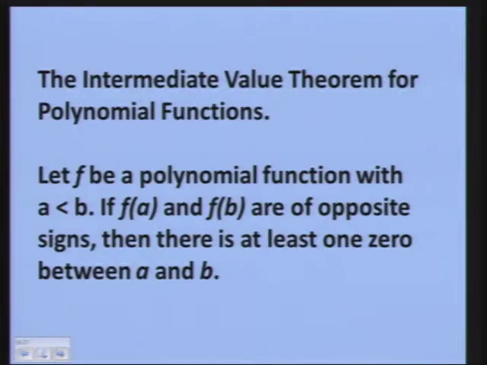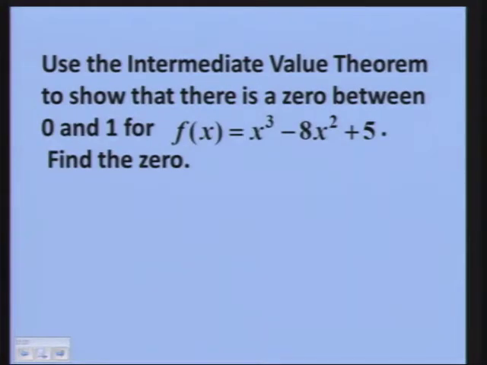And that's what we were looking at a few minutes ago. It's not possible to get from a positive y to a negative y without crossing the x-axis unless we lift our pen, which is not allowed with polynomial functions. Okay, can we use this intermediate value theorem then to show that there is definitely a crossing of the x-axis, or a zero, between 0 and 1 for the function f of x equals x cubed minus 8x squared plus 5? And then we're going to find the zero.